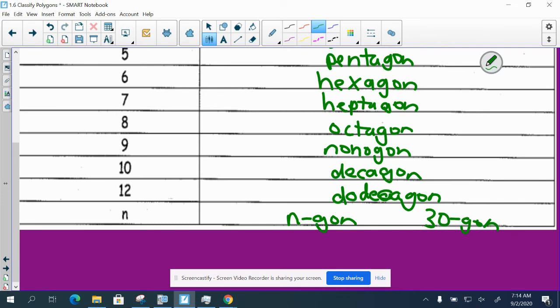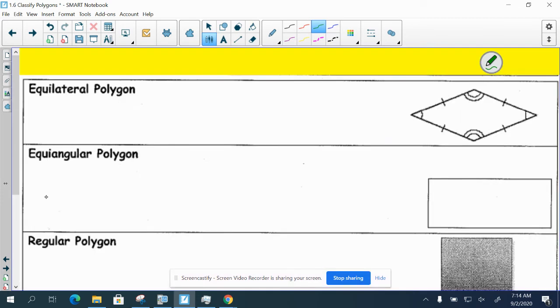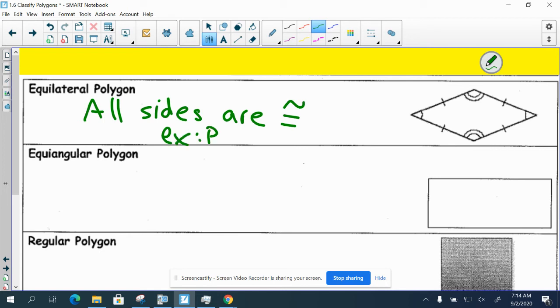All right, so just touching base again on equilateral, equiangular, and regular polygon. So equilateral means all sides are congruent. An example of this would be a rhombus. So a rhombus has congruent sides, but only the opposite angles are congruent. We'll do a lot more about quadrilaterals in chapter 8. So even if it's equilateral, that does not necessarily mean it's equiangular. Equiangular is just what it sounds like, that all angles are congruent.